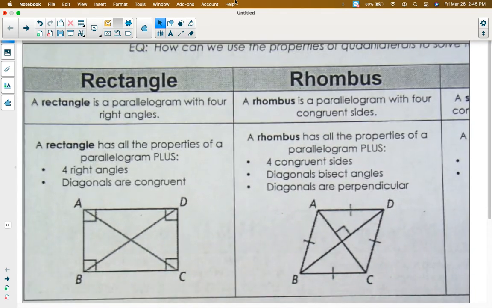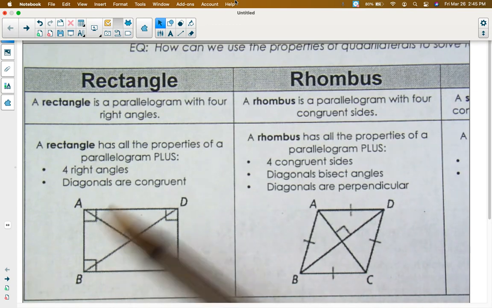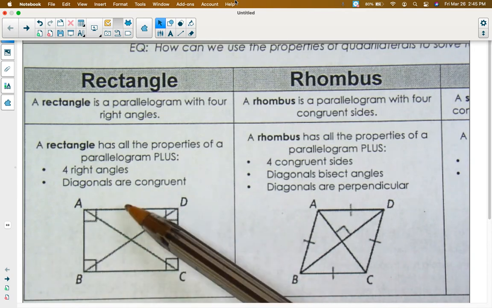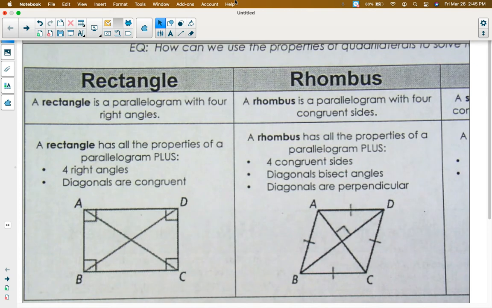So rectangles. A rectangle is a parallelogram with four right angles. A rectangle has all the properties of a parallelogram plus four right angles, and the diagonals are congruent to each other. So we got four right angles that I'm sure you knew. This side and that side are parallel, this side and this side are parallel, and opposite sides are congruent, and the diagonals are congruent as well.